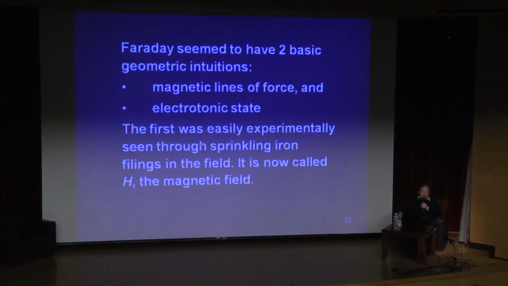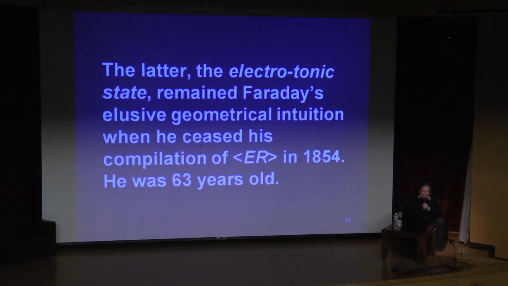Faraday seemed to have two basic geometrical intuitions. First, magnetic lines of force, and second, the electrotonic state. The first was easily seen experimentally by sprinkling iron filings in the field. It is now called H, the magnetic field. The latter, the electrotonic state, remained Faraday's elusive geometrical intuition when he finally ceased his compilation of Experimental Researches in 1854. He was 63 years old.